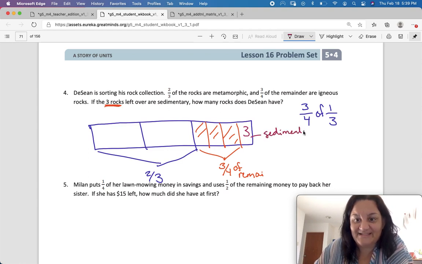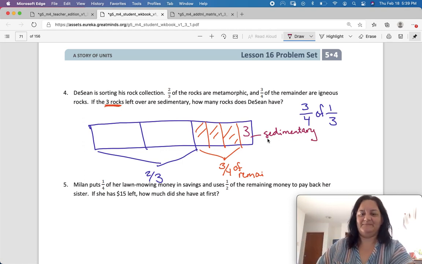When I was a kid, I had a rock collection. Most of them were sedimentary because I lived in a very sandy place. Okay, and so they would build on top of each other.